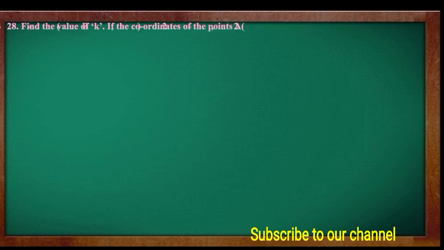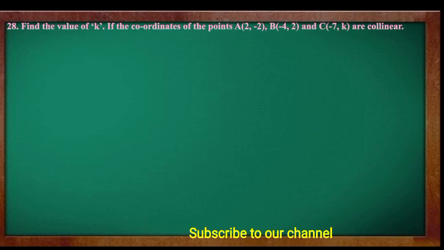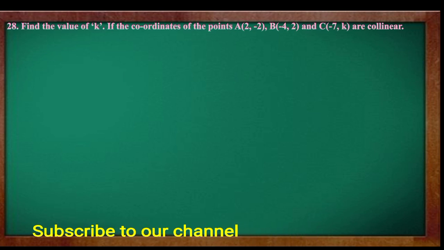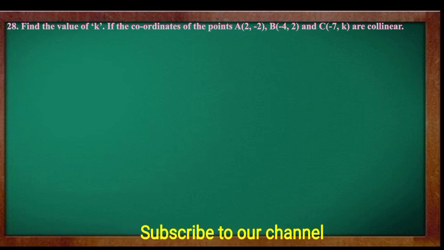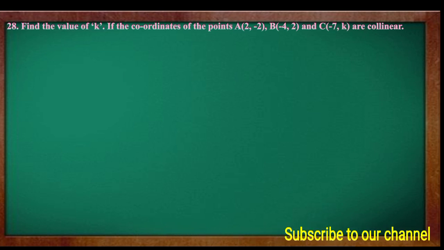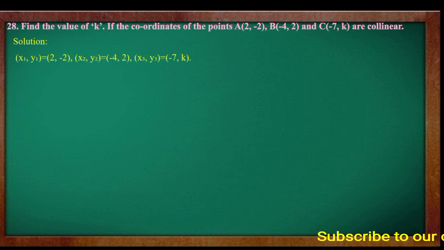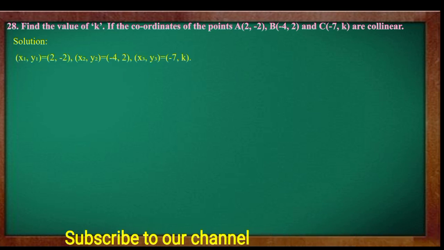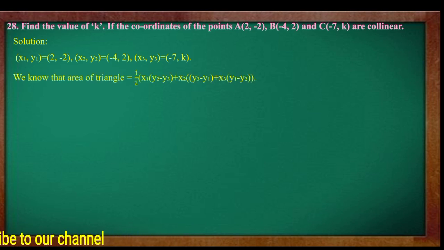Next question. Find the value of k if the coordinate points A(2, -2), B(-4, 2), and C(-7, k) are collinear. Solution: we need to write the x1, x2, y1, y2 values, and we know the area of the triangle is 0 when the points are collinear. Using this property, we will solve this question.